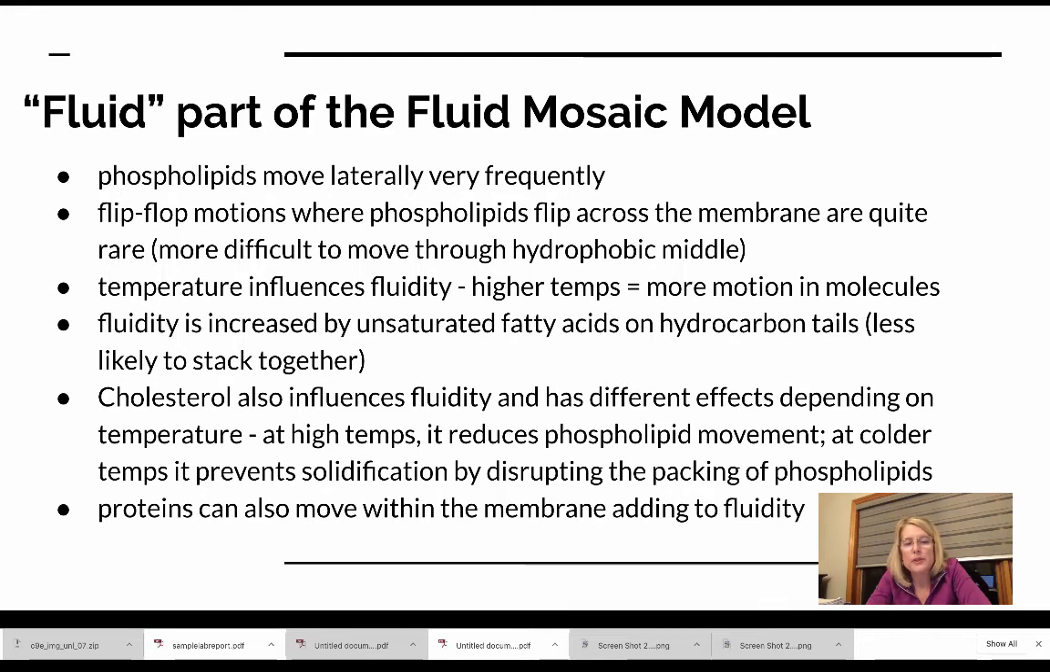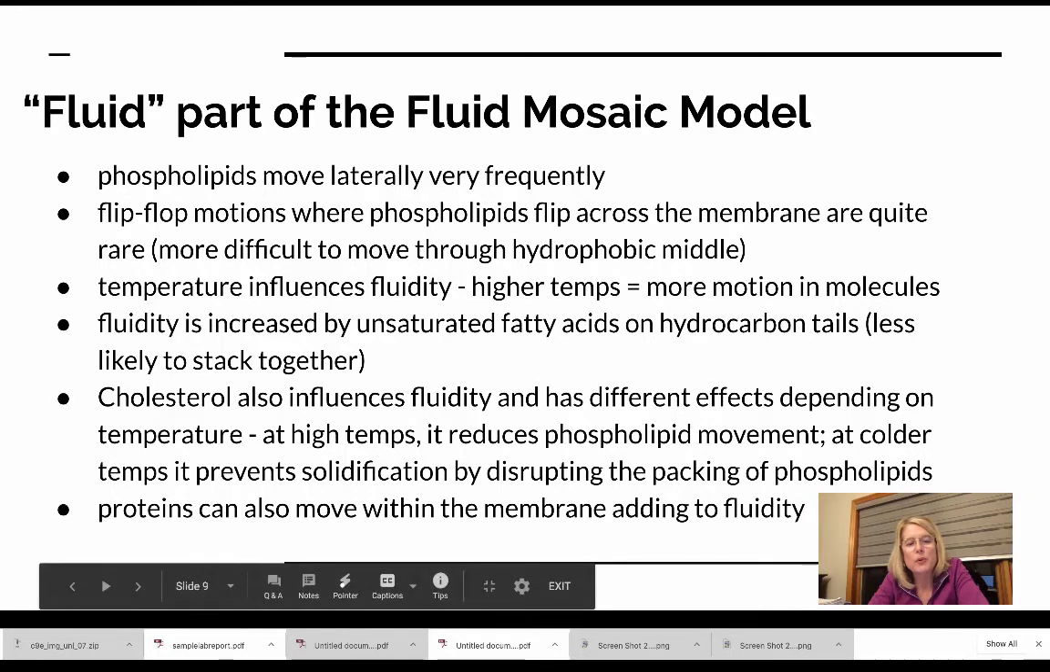The other thing, we talked about the cholesterol molecules that were inserted into the bilayer. Those also influence fluidity, and they have different effects depending on the temperature. So if cholesterol is inserted and it's high temperature, it's going to calm the bilayer down, reduce the phospholipid movement. If it's colder temperature, we're going to worry about these molecules slowing down and solidifying. Cholesterol inserted in there prevents that. It's going to disrupt the packing. Those phospholipids are going to stay mobile, stay fluid. So cholesterol is really important in maintaining fluidity as the temperature changes around the cell.